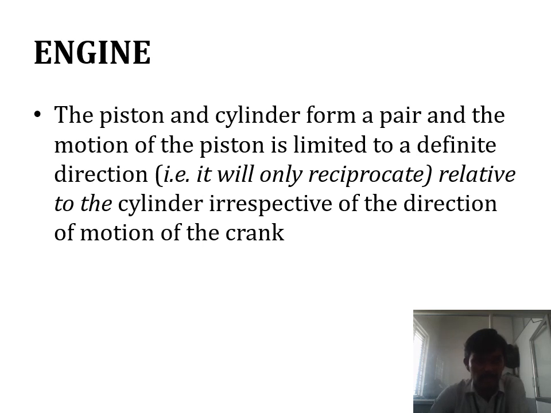Next, the engine. For example, in an engine, the piston and cylinder form a completely constrained motion. If the cylinder is fixed and the piston moves only in one specific, definite direction, that is a reciprocating motion.